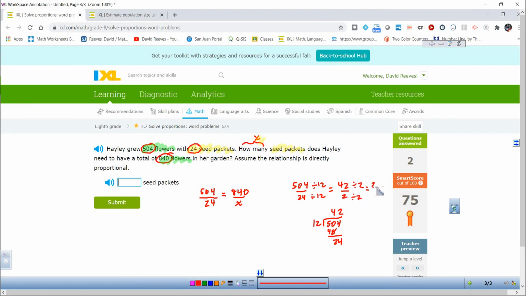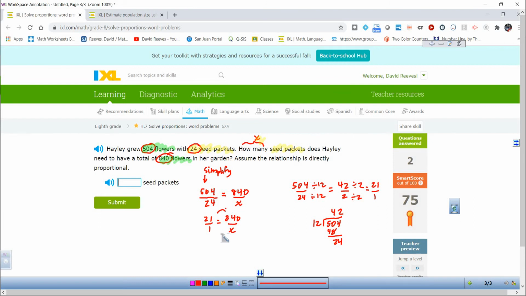And what do I get? I get 21 over 1. Wow, so 504 over 24 simplifies to 21 over 1. Isn't that nice? You don't have to do this. It's just nice if you can to simplify, because even if you were going to cross multiply, you got really, really big numbers, all right?